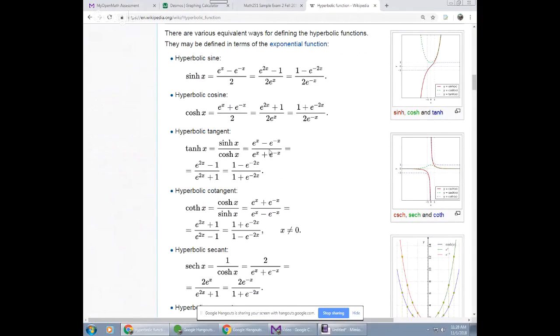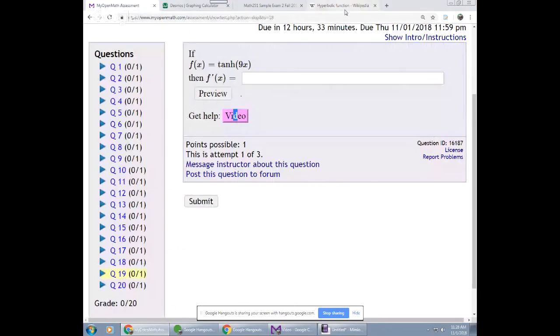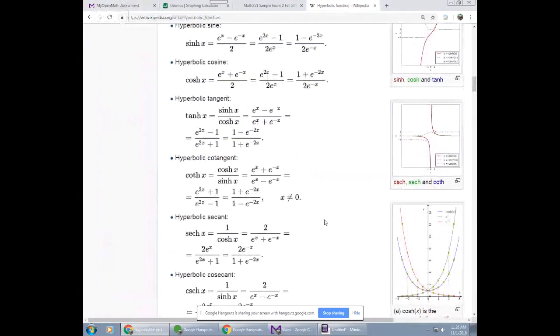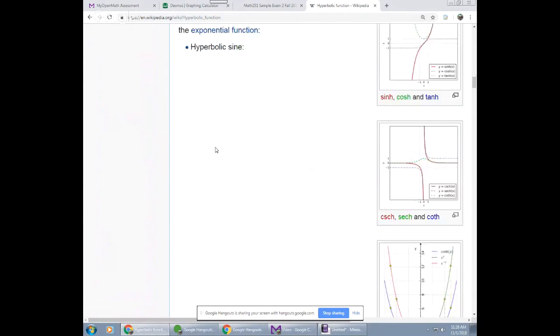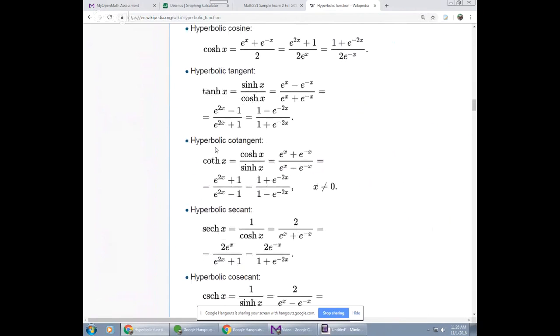So here are the different definitions of them. We have the hyperbolic tangent of 9x, right? Yes. So we want the hyperbolic tangent formula, and there's a bunch of different ones. I blew it up too much. I don't know which one's the better one, this one, or that one, or that one. Just plug it in. I think I'm going to go with this one right here.